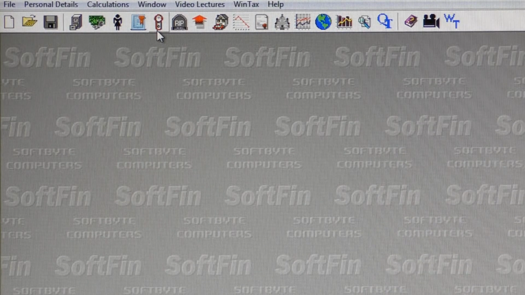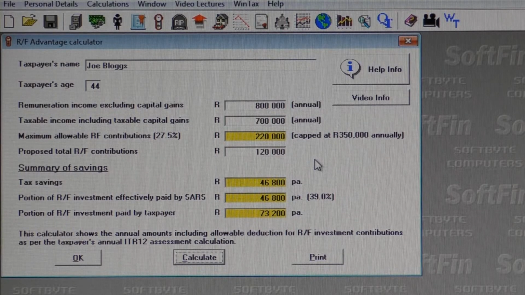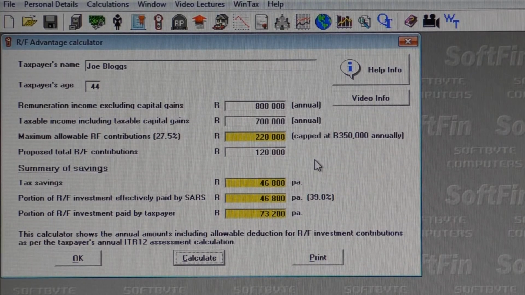This calculator will show the generous portion of retirement fund contributions that SARS will pay for you. In our example, we enter that this taxpayer earned remuneration of 800,000 Rand and the taxpayer's taxable income of 700,000 Rand included a deduction of 100,000 Rand as a travel claim.